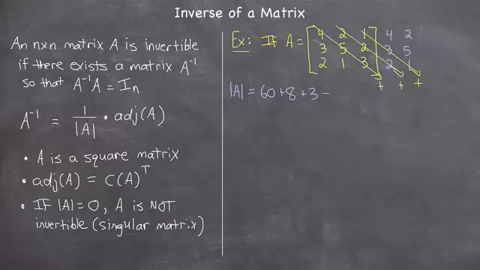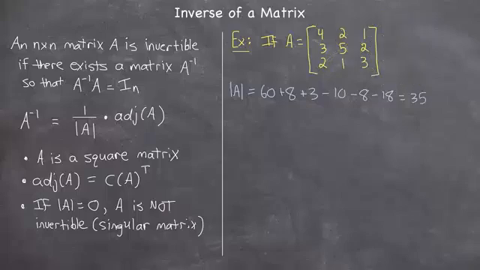And then I subtract the products of these three diagonals. So I have to subtract 2 times 5 times 1, which is 10, 1 times 2 times 4 is 8, and 3 times 3 times 2 is 18. And if I simplify that expression, I get a determinant of 35. And now I need to find the adjugate of matrix A, which I know is equal to the transpose of the cofactor matrix of matrix A. So we'll start by finding the cofactor matrix of matrix A.